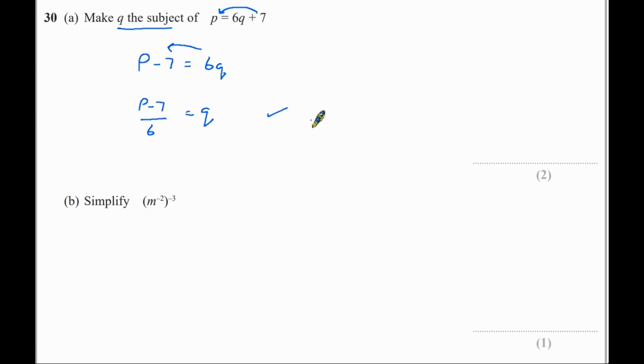That is the answer. To do it the other way, p equals 6q plus 7, what you will see in some books is they tell you to subtract 7 from both sides. So on this side I am taking away 7. On this side I have 6q plus 7 minus 7. Therefore the two 7's are going to cancel each other out. Now we have p minus 7 equals 6q. It's the 6 I want to get rid of, so we divide both sides by 6.